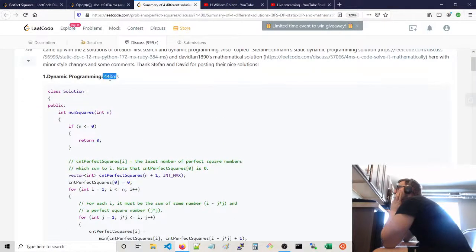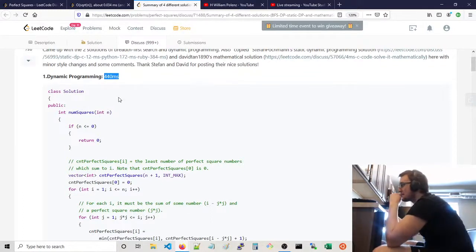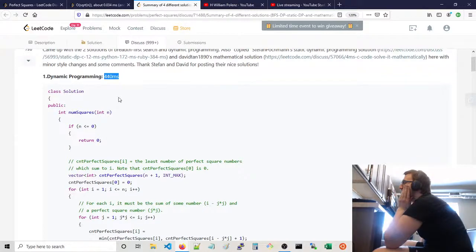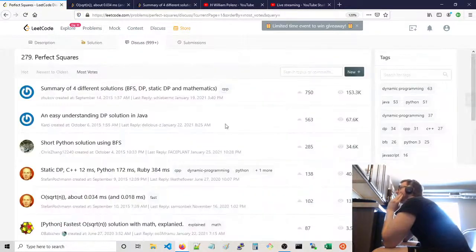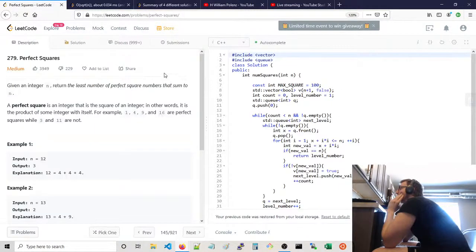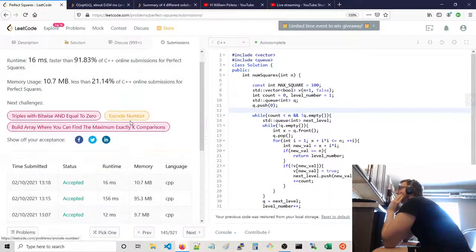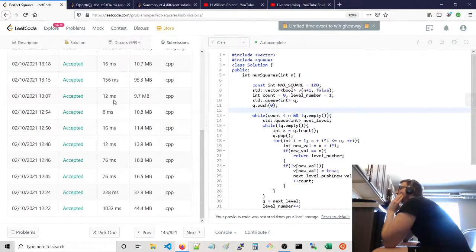Dynamic programming, 440 milliseconds. That's really a lot of time. What did I get? I got like a few milliseconds, like 4, 8, 12, 16, whatever it was. What was mine? I think my solution's pretty good. Yeah, basic Q, and then the other one was pretty fast. It was 8 milliseconds, 12 milliseconds. What were these?